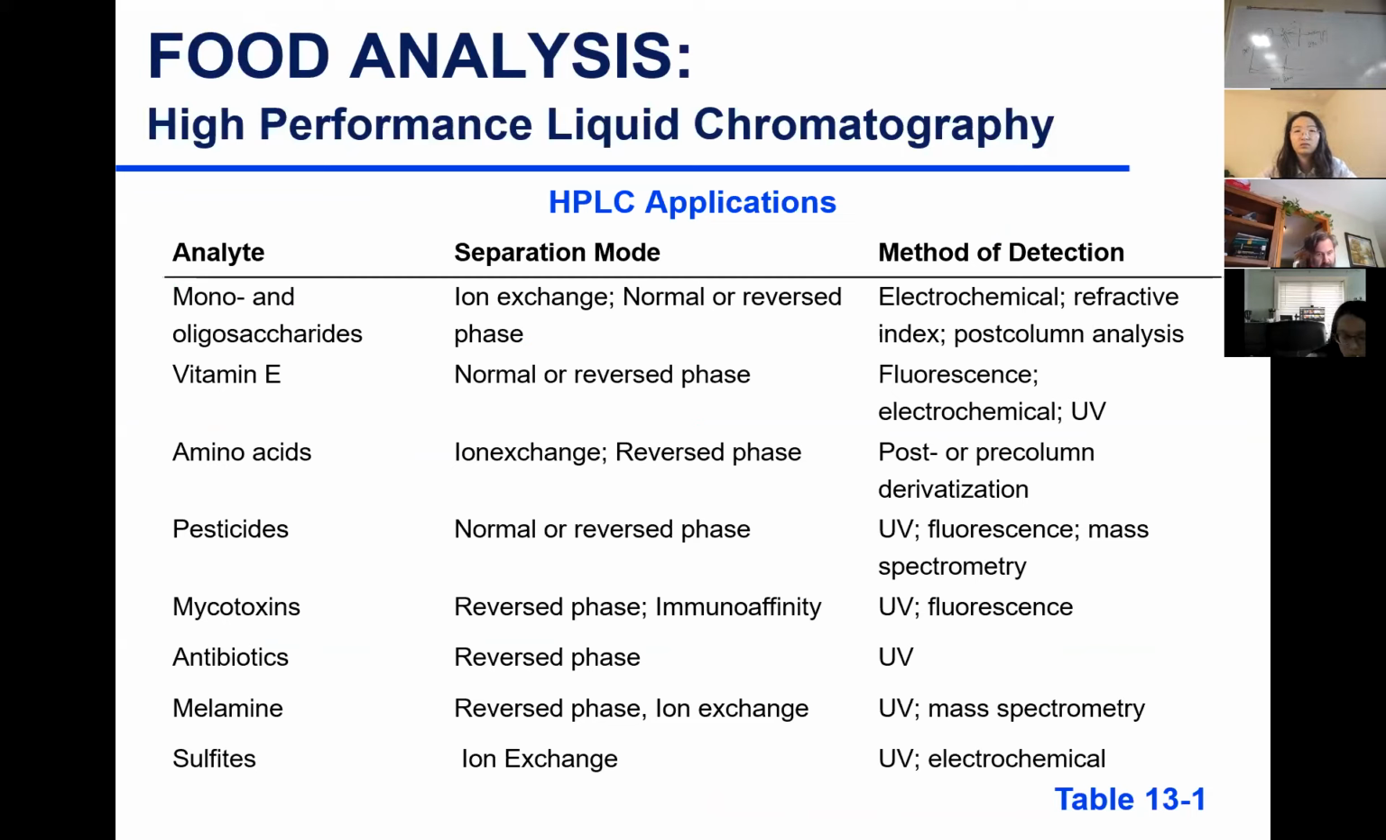So this is giving you an example of the analytes, what mode of separation you would choose, and what would be the method of detection. Later on, after we're done with chromatography and spectroscopy and spectrometry, we're going to start chapters specific for different analytes. So we will be diving more into vitamins, carbohydrates, constituents of concern, and such.